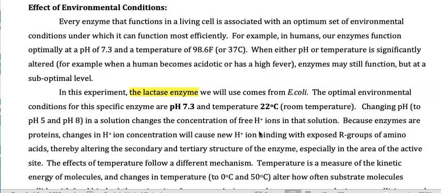So by altering pH today, we may or may not be altering the shape of this lactase enzyme and impacting its ability to make product. The two pHs that we're going to investigate are a pH of 5 and a pH of 8. So an acidic pH and a more basic pH.